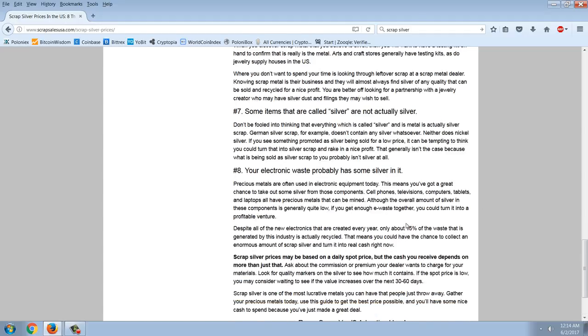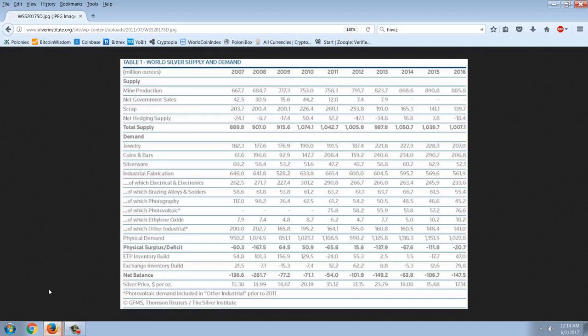So this is a number I want to concentrate on here: 15% of the waste that is generated by this industry is actually recycled. Now, let's just take that on its face value and get back to our chart here. So the industrial fabrication number is 561 million for last year. 10% of that's 56 million, and 5% is 28. So we're talking about 80 to 85 million ounces of this scrap number. And that leaves us with roughly 60 million ounces of silver.